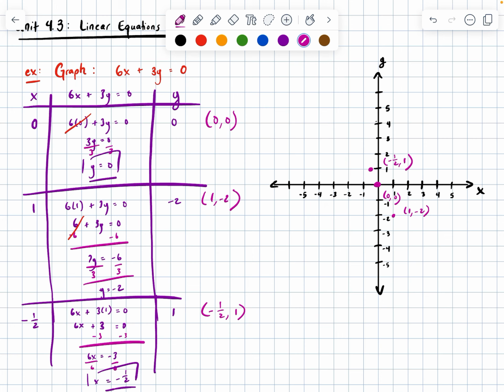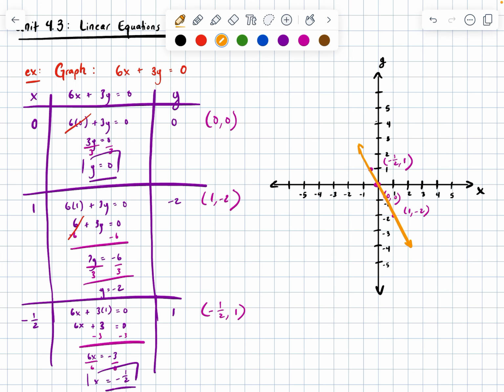Well, all I've got to do, again, the graph of any linear equation is a line, which means the last thing that I should probably do is draw a line. So I'm going to take my 3 points. I'm going to draw the line that connects them, draw my arrowheads on the ends to indicate that it keeps going, and would you look at that? I've got a graph. Cool!